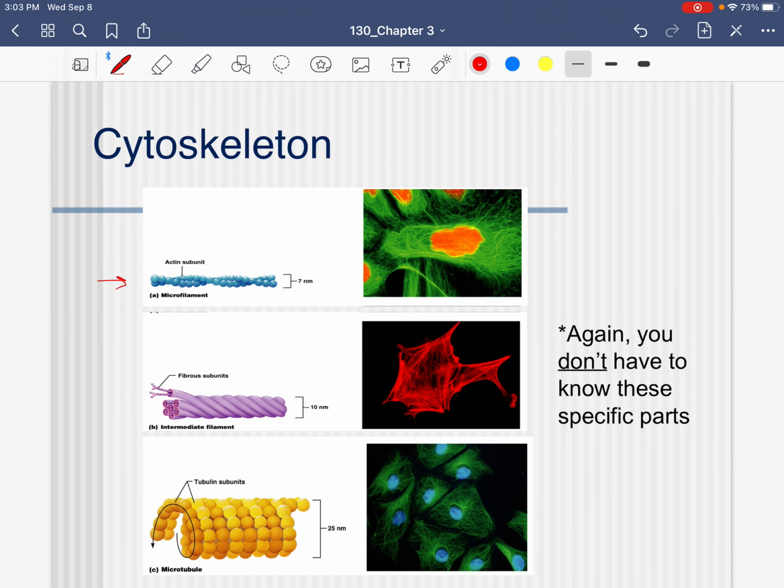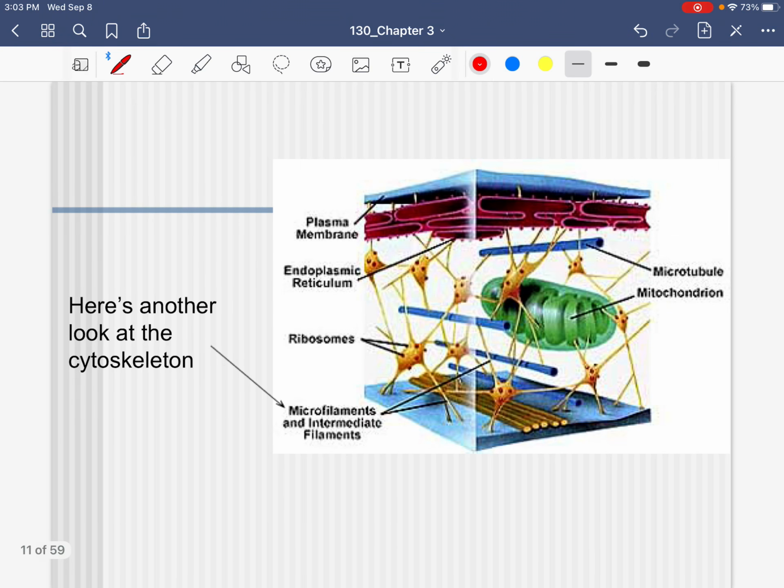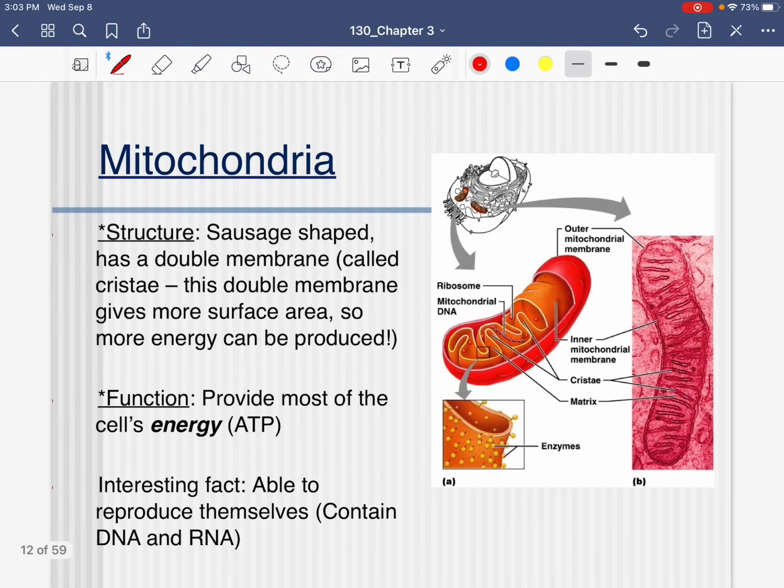These are the different types. Sometimes it's just more of a linear line. Sometimes it's a band of things or a round barrel structure. So these are examples, but you don't have to know these specific types of cytoskeleton. This picture I really like, and that's why I put it in here. You don't need to know them, but I like how it shows the cytoskeleton. So all these things going in between, this is more of a 3-dimensional view. Can you see how it acts like scaffolding? It holds things together.